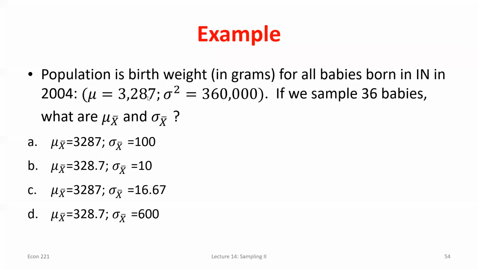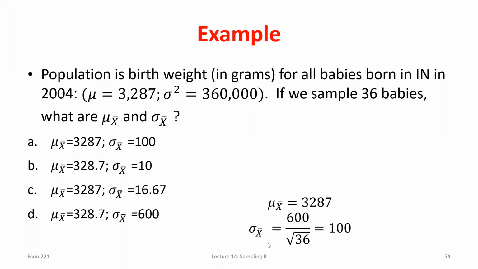Right, the mean of my sample means is just that original population mean of 3,287. So I know now either A or C is correct. And then the standard deviation was what? The population variance divided by my sample size, which is 360,000 divided by 36, which is 10,000. Take the square root of that, that'd be 100. Okay, so we should have A there.